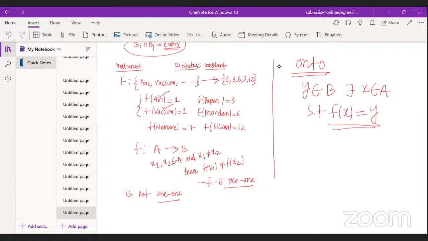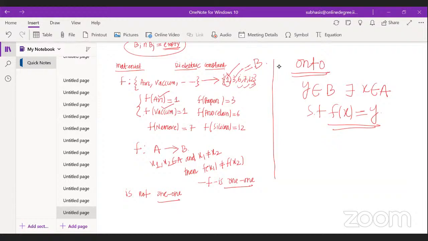So here B is {1, 3, 6, 7, 12}, right? For 1, you have a pre-image. If you take a, then the image of a is basically 1. So 1 has a pre-image. Similarly, the pre-image of 3 is b. Similarly, you have pre-images for 6, 7, 12 also, right?